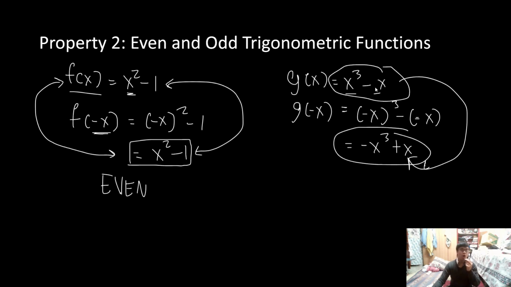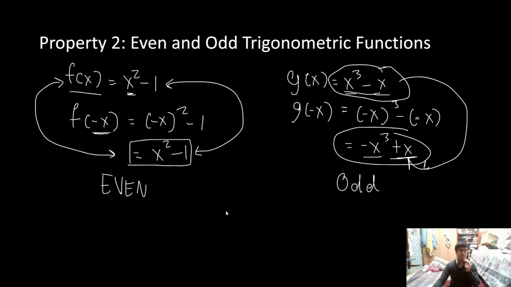As you can see, all terms here have different signs. Initially, it's positive x cubed and negative x. In here, it's the opposite: negative x cubed and positive x. So all terms change their sign. Therefore, this is what you call an odd function.